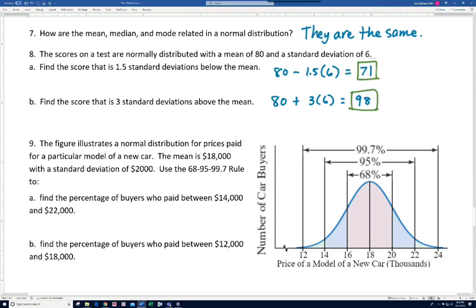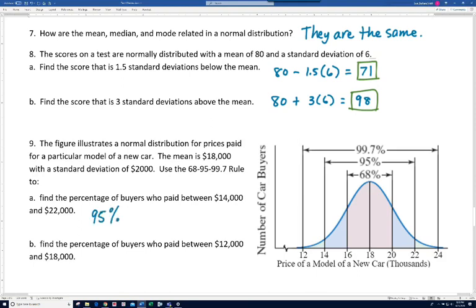It says use the 68, 95, 99.7 rule to find the percentage of buyers who paid between 14 and 22,000. So that would be in here, and you can see that would be 95%. So basically 95% of the buyers paid between 14 and 22,000. In other words, they're within 2 standard deviations of the mean.